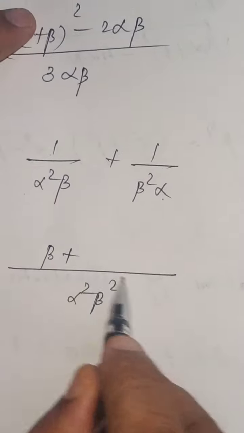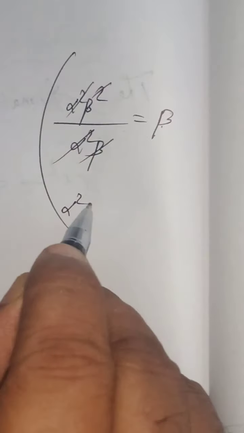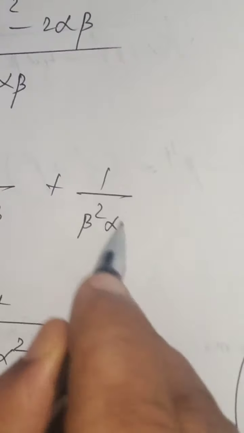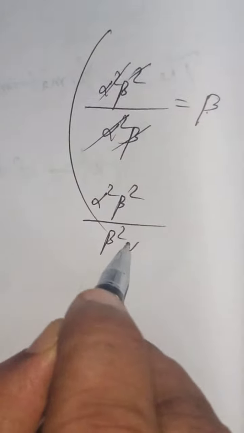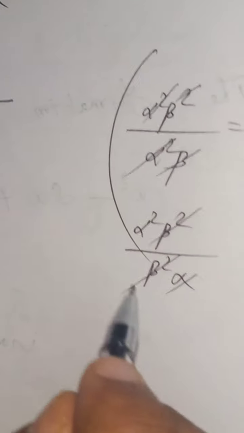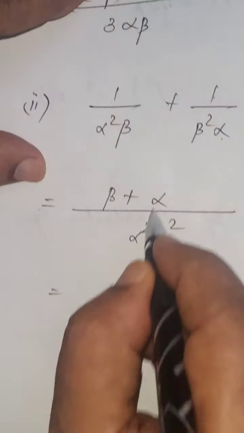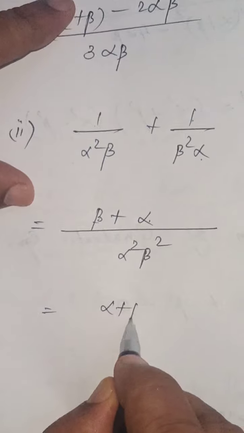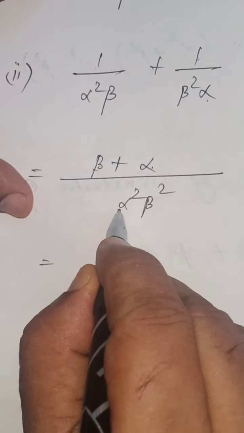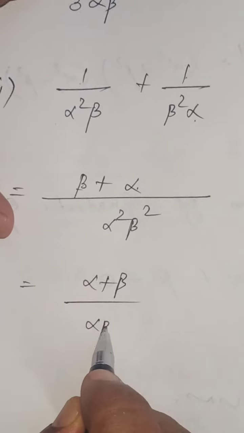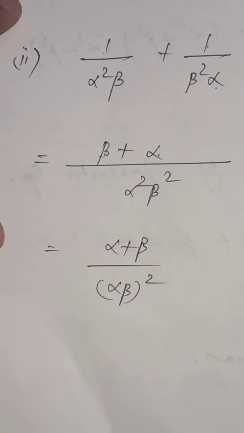The same procedure is to be followed. What is the LCM? Alpha square beta square divided by, what is here? Beta square alpha. Beta square cancelled. 1 alpha gets cancelled, that is equal to alpha. Alpha into 1 is equal to alpha. That's all. Beta plus alpha, you can even write alpha plus beta. Alpha square into beta square can be written as alpha beta the whole square. These two are the same only.